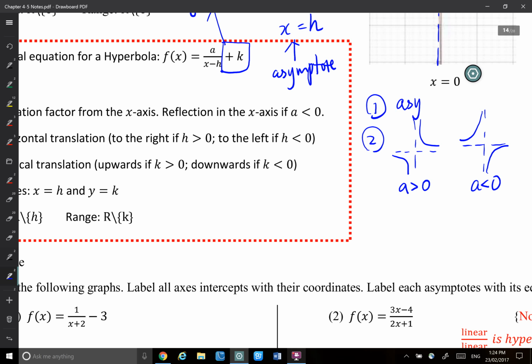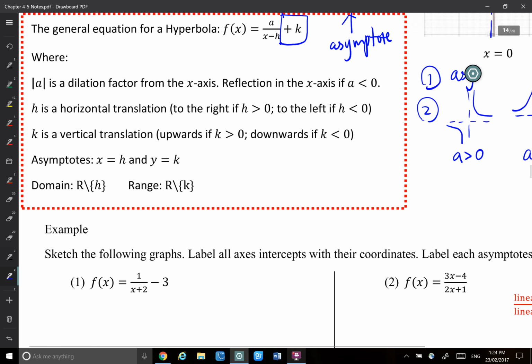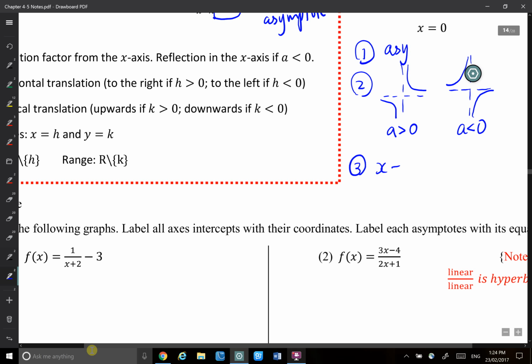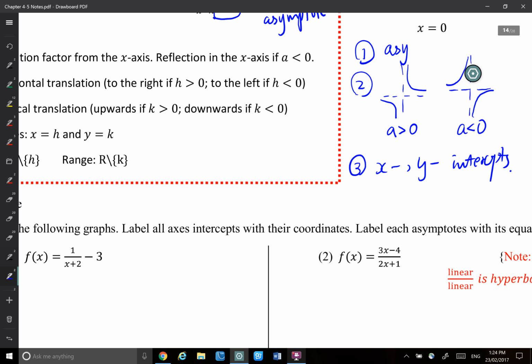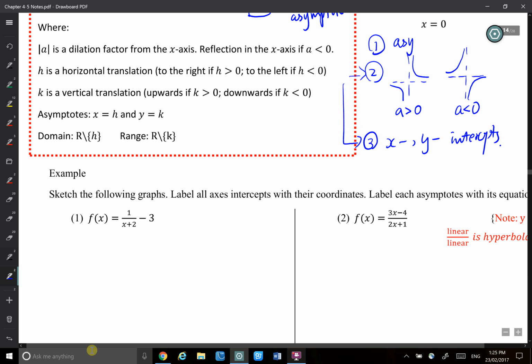Remember that these are not the x-axis and the y-axis. These are the asymptotes. It's either in the first and third parts of the asymptotes, or the second and fourth parts of the asymptotes. So when we know that, we can start to sketch the graph. We need to find the x and y intercepts as well. We can always find the x and y intercepts. So we'll find that as number 3, or you can swap number 2 and number 3. It doesn't really matter.